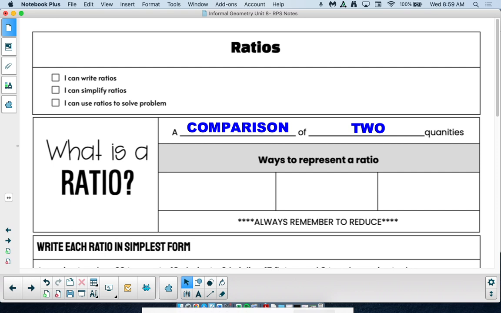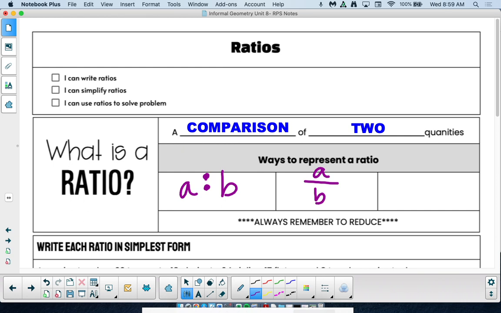You can think of baking, right? Like how many cups of sugar to flour, things like that. We have different ways you can represent this. When you write them, you can either have A to B with a little colon between them, you could have a fraction like A over B, or you could simply write out A to B. So there are three different ways to write a ratio, where A and B are just numbers, okay? But the biggest thing you want to remember is to reduce. Very, very important, okay?